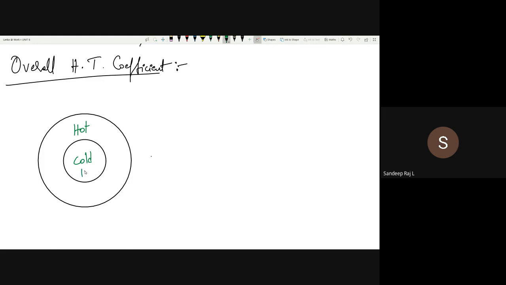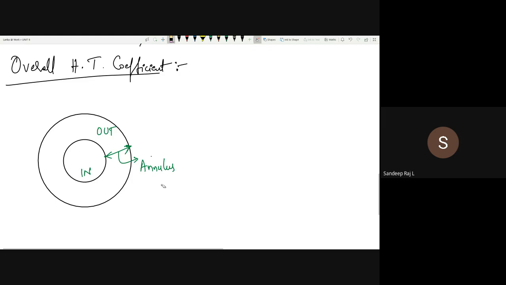Let me call this as inside and let me call this as outside. Actually speaking, this space is annulus. Proper way of saying it is annulus. That is the space between your inner tube and outer tube is called as annulus. So in and out is good enough. So it can be hot or cold, cold or hot, anything, it's okay.